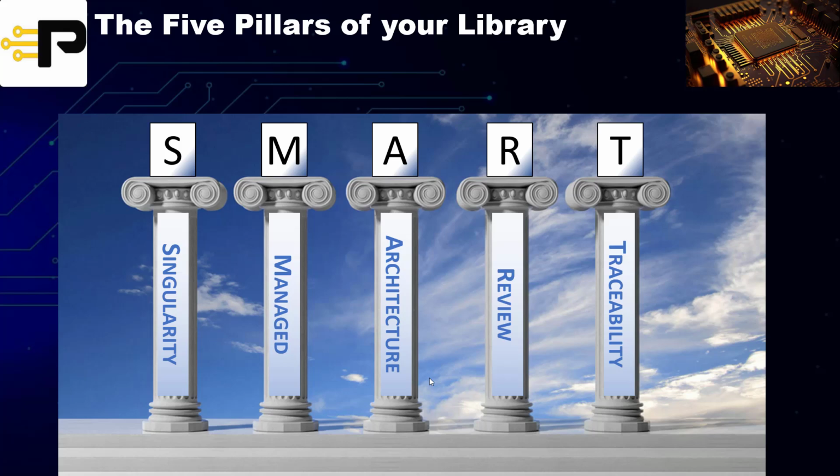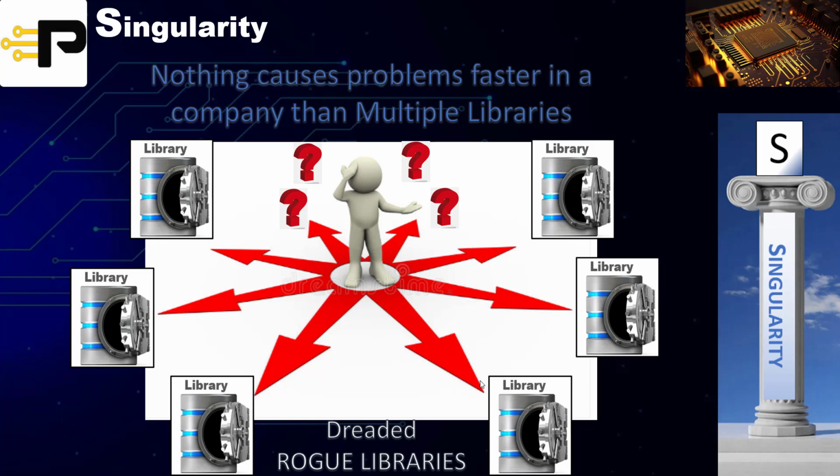Now, I don't have time to go through each one of these in this presentation, but I do want to mention them. Number 1, there's singularity, managed, the architecture, review, and traceability. I do want to go into more detail on 2 of these. And the first one is singularity, the importance of having a single library.